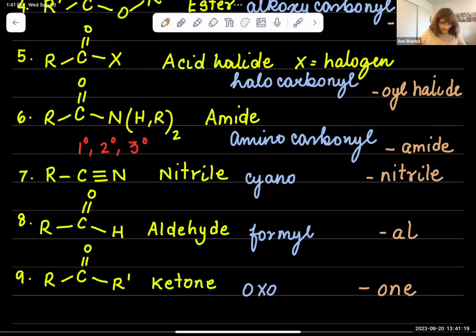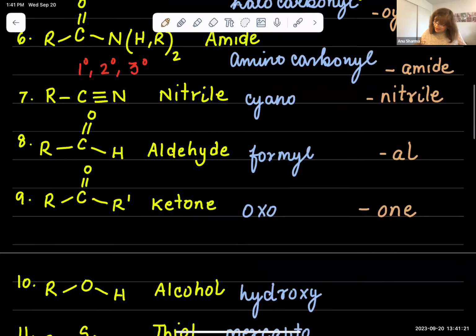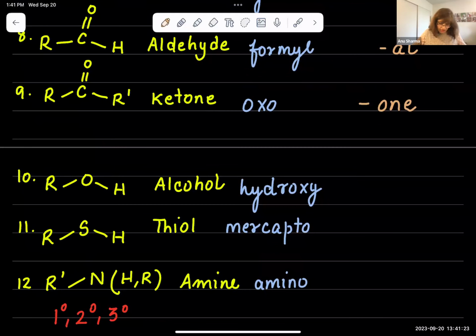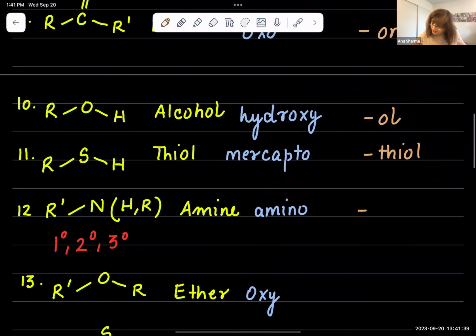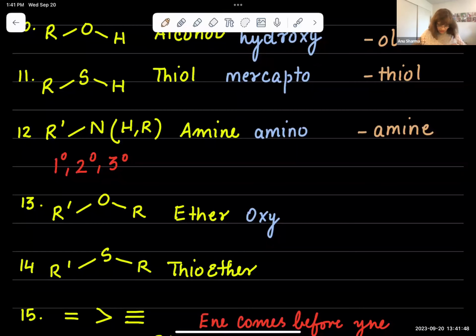Then comes ketone, the ending is one, O-N-E. Then comes the alcohols, like methanol, ethanol. So the ending is ol. Then comes the SH, which is just thiol. Then comes the amines. Amines will all end in amine, like methylamine, ethylamine. Then the ethers, which will be oxy.